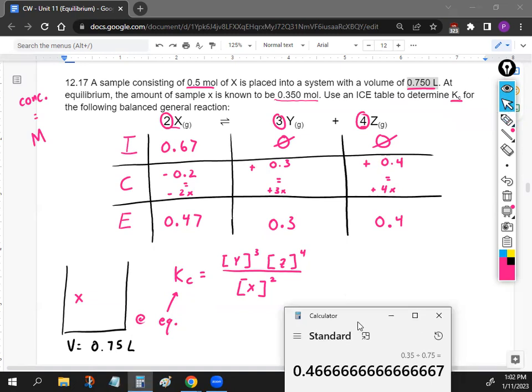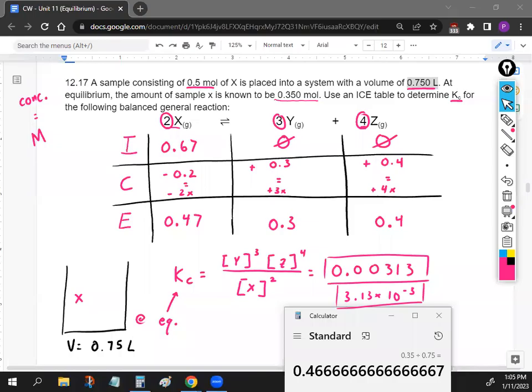So I'll give you guys 2 minutes to finish solving that out, and then we will go over the answer together. And then we'll move on to more ICE tables, and then more ICE tables, and then more ICE tables.